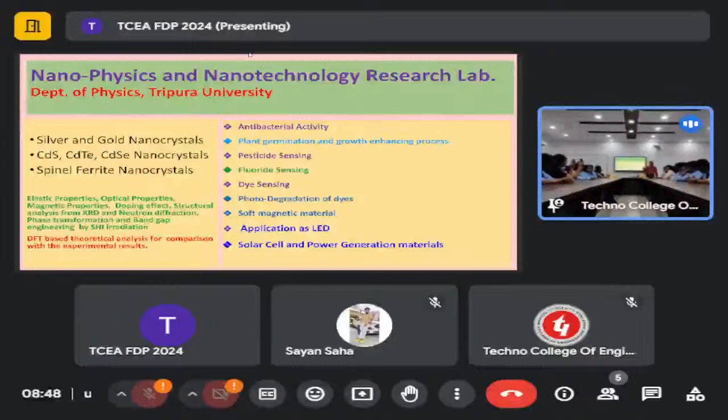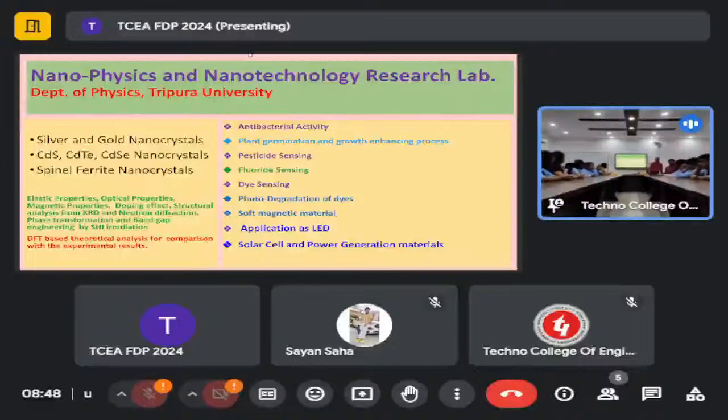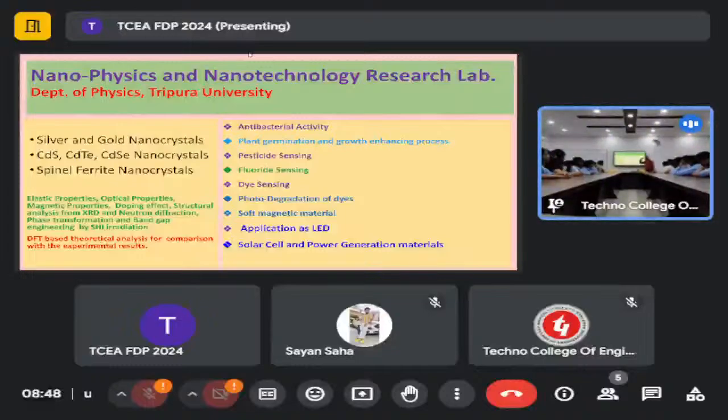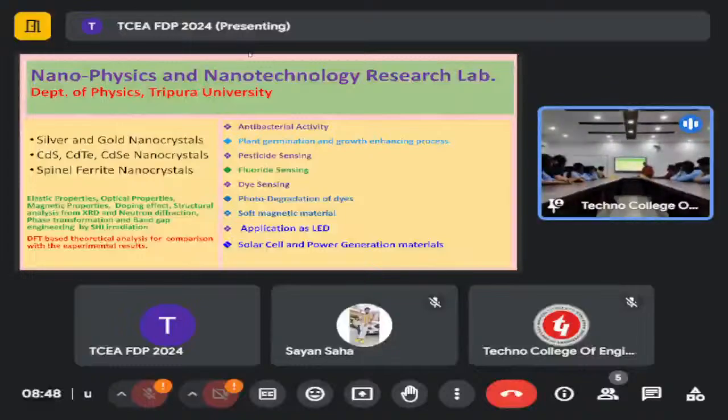Why plant germination? Because it is found that silver and gold nanoparticles may act as a faster germinating agent for that process, and they even enhance the growth also. We have sensed some pesticides in water using silver. We have sensed fluoride, we have sensed dye, and there is some photodegradation of dyes. There are some applications of magnetic material as soft magnetic materials, application of LED, application of solar cells, etc.